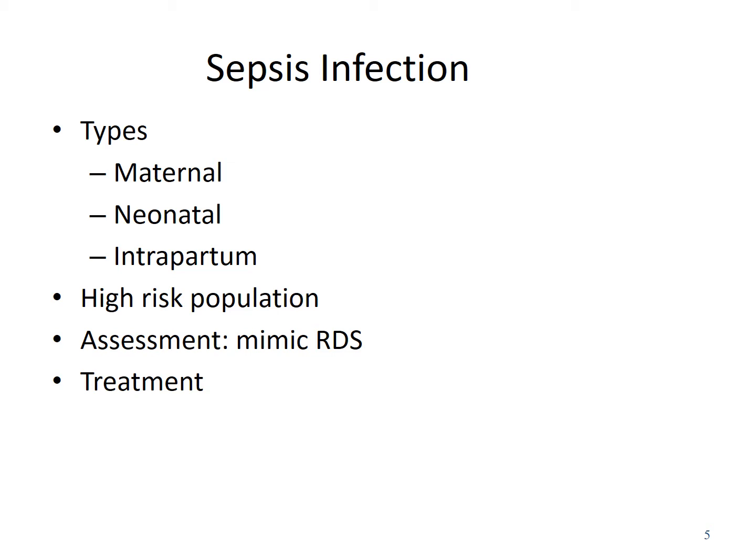Assessment includes symptoms that mimic RDS, and on x-ray we see what looks like a ground glass appearance. Temperature instability is primary, along with hypoglycemia and poor feeding, tachypnea with periods of apnea, pneumonia, meningitis, and lethargy. Treatment includes supporting organs and symptoms affected by infection and modalities specific to that type of disease.